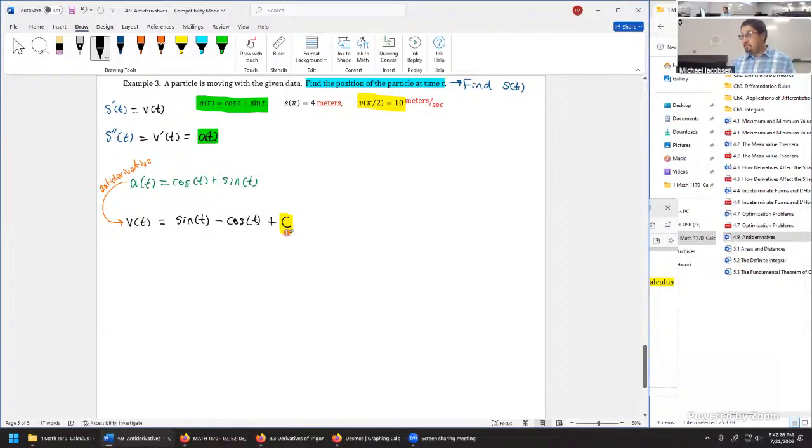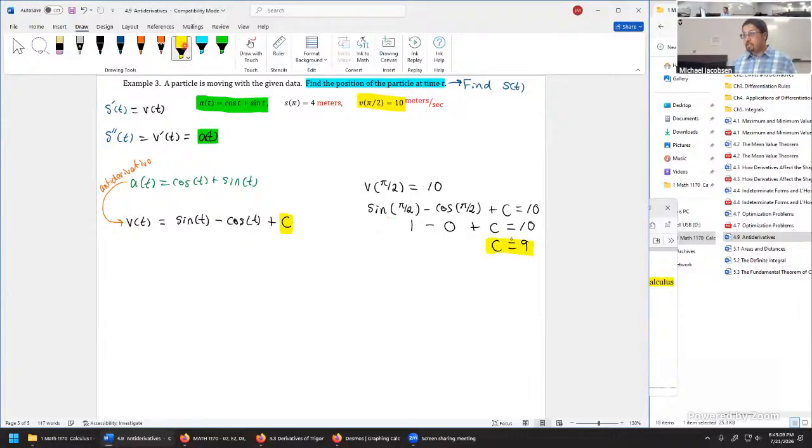Okay, let's put this value down. Let me recopy the equation. Velocity at pi/2 is 10. We have the velocity at any time, so we're going to go sine at pi/2 for the left-hand side, minus cosine at pi/2, plus the constant is 10. So we did the function evaluation on the left-hand side. Now we have to evaluate our trig functions. Sine at pi/2 is 1, cosine at pi/2 is 0, plus the constant is 10. And the equation's about done. This means the constant is 9.